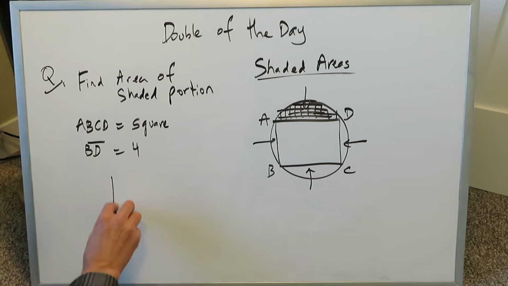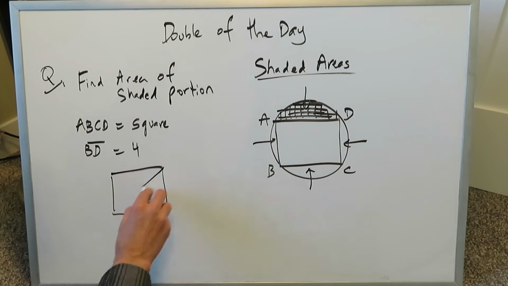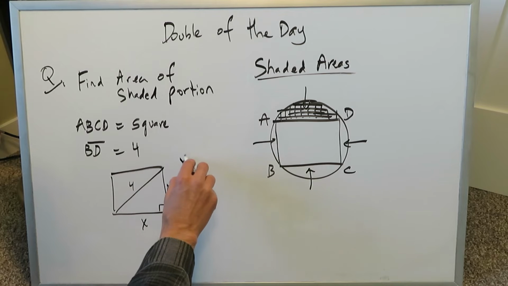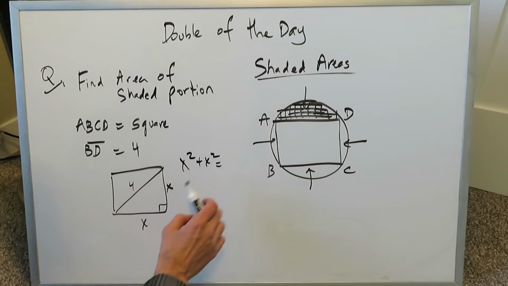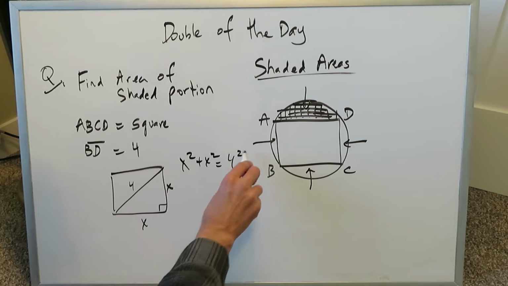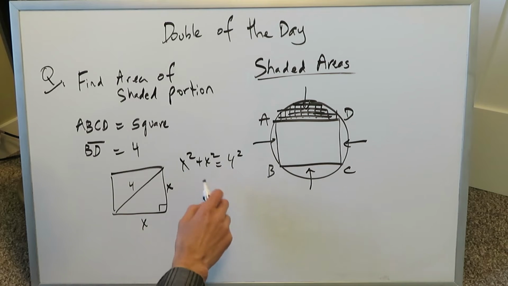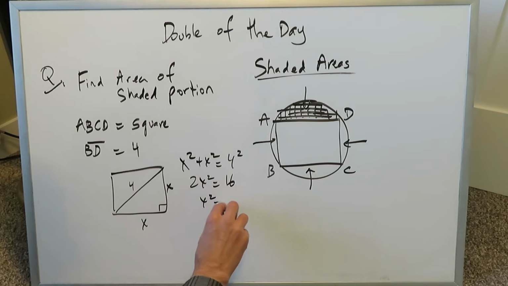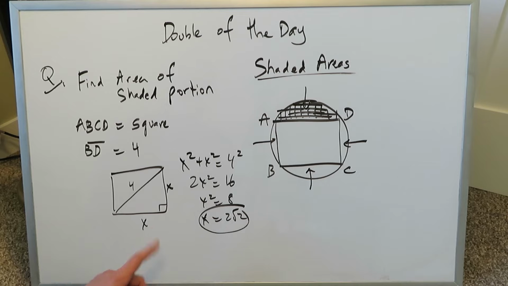If you are starting out here with a square, it has a diagonal of 4 and two sides which are x, and these sides are always equal. You can use the Pythagorean relationship. x squared plus x squared is equal to 4 squared, which is your diagonal. a squared plus b squared is equal to c squared. 2x squared is equal to 16. x squared is equal to 8 and x is equal to 2 root 2. That represents the side of the square, and that'll come in handy in the determination of the square area.